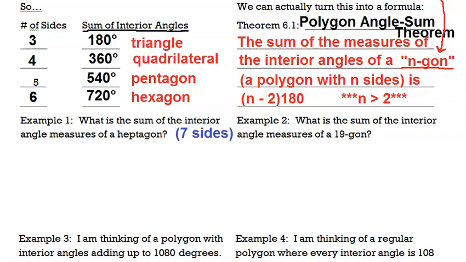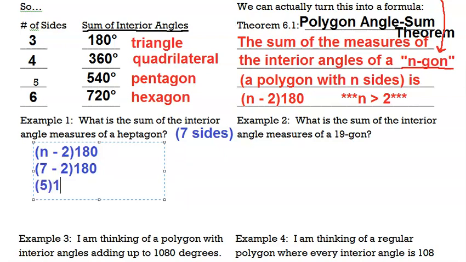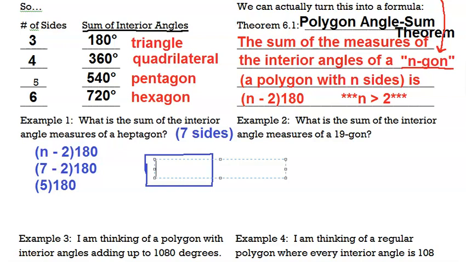All right, so if you wanted to use the formula for the sum, you would do n minus 2 times 180. In this case, n is 7, so I'm just going to plug in 7. 7 minus 2 is inside the parentheses, so you're going to get 5 times 180. And that pretty much tells you all you need to know. 5 times 180 will give you the answer, which in this case is going to be 900 degrees. So if you were to draw a 7-sided figure and take all of the interior angle measures and add them up, you would get 900 degrees.